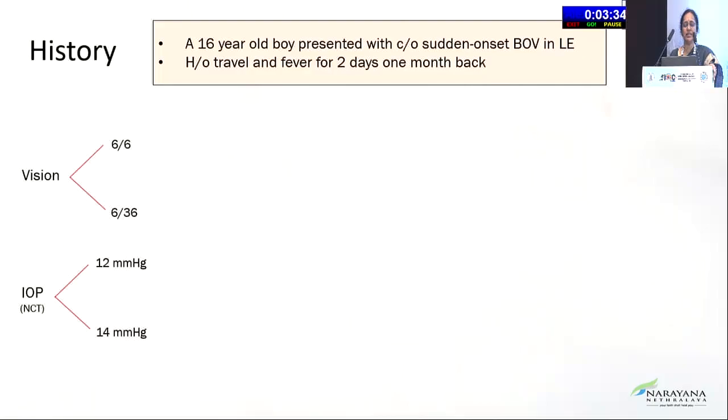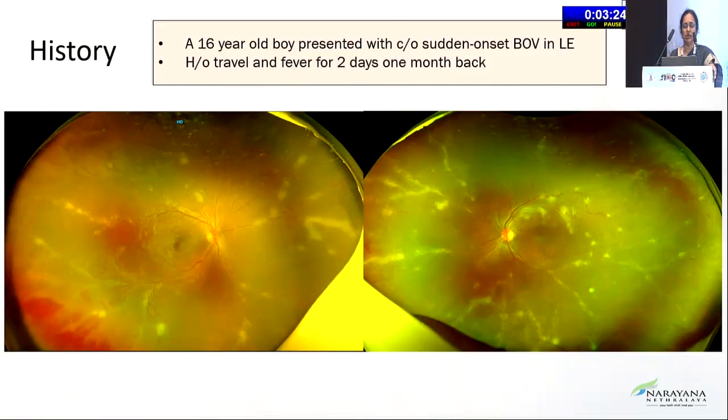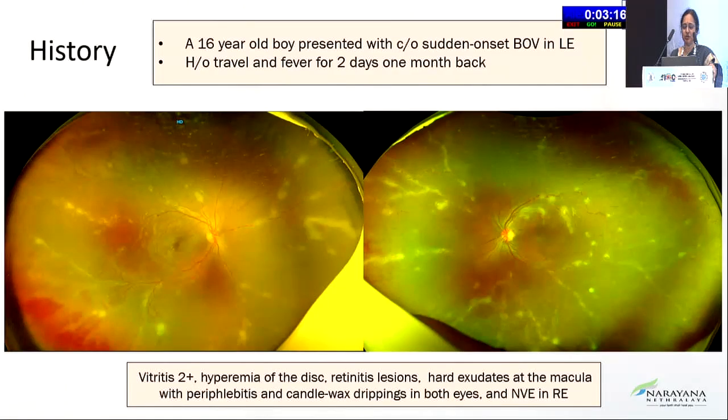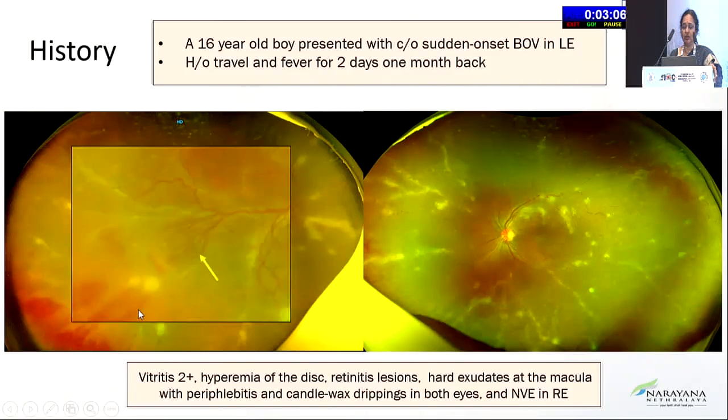Next case is a 16-year-old boy presented with history of sudden onset of defective vision in the left eye, history of travel. He also gave history of fever 2 days back. And on examination, we could see a bilateral retinal vasculitis with classical candlewax drippings, hyperemia of the disc, periphlebitis, and neovascularization of the disc in the right eye, where we could also see neovascularization elsewhere.